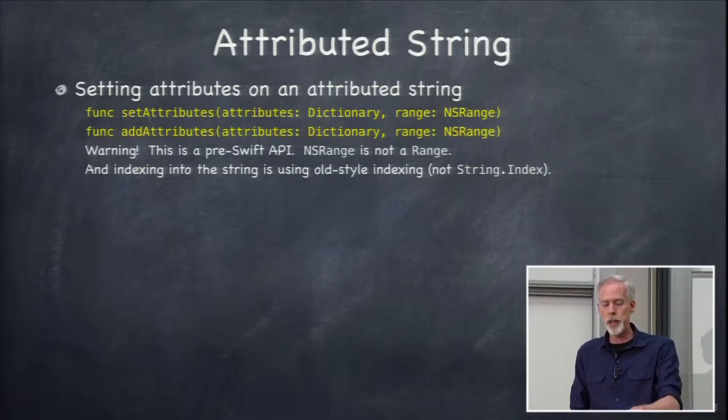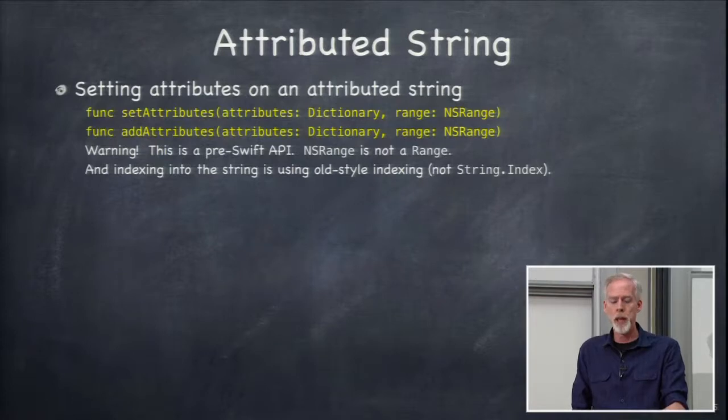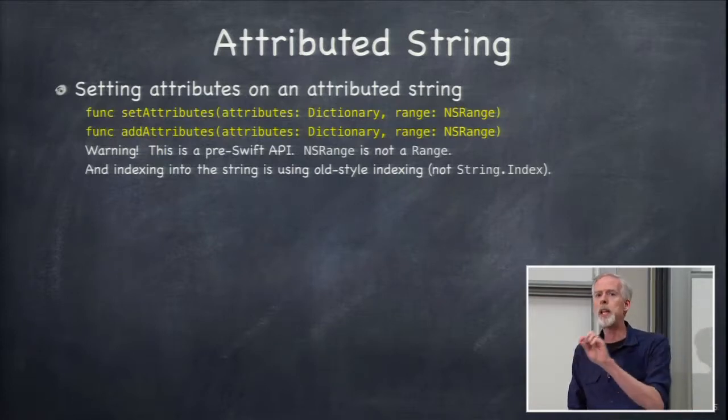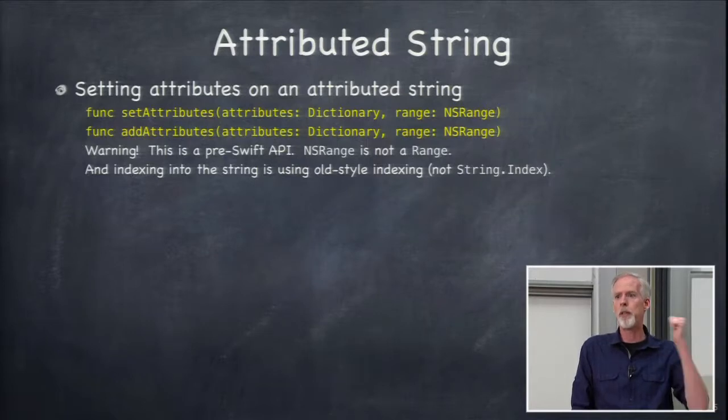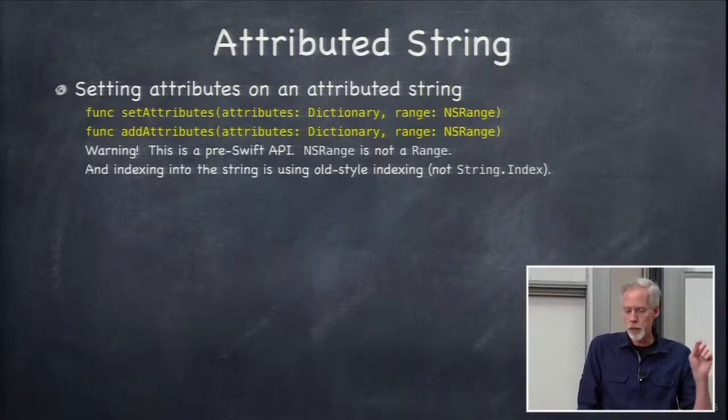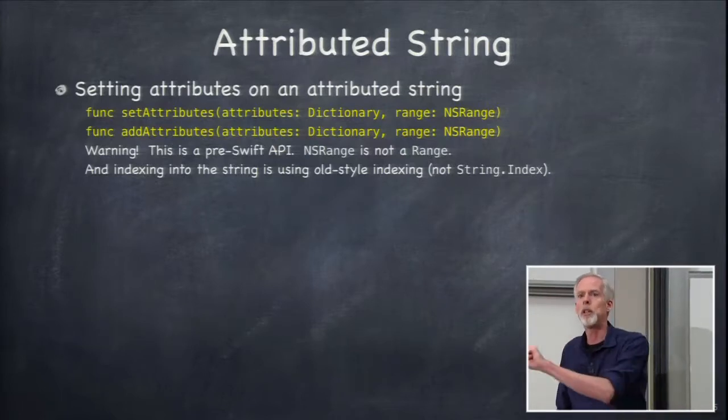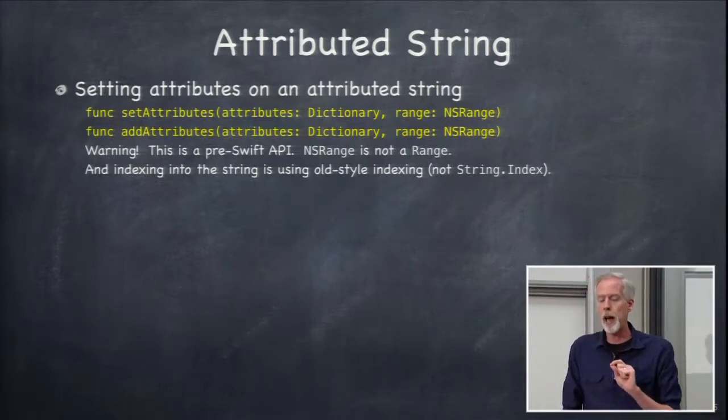And then a range. That's an NSRange right there, by the way, not a Swift range. And the indexing into these strings is the old style NSString version. It's not this String.Index stuff we talked about last time. It's literally which Unicode character are you talking about setting an attribute at?